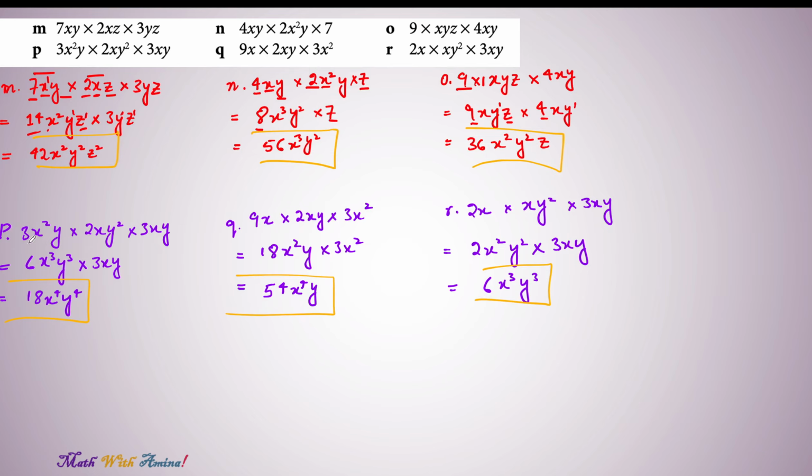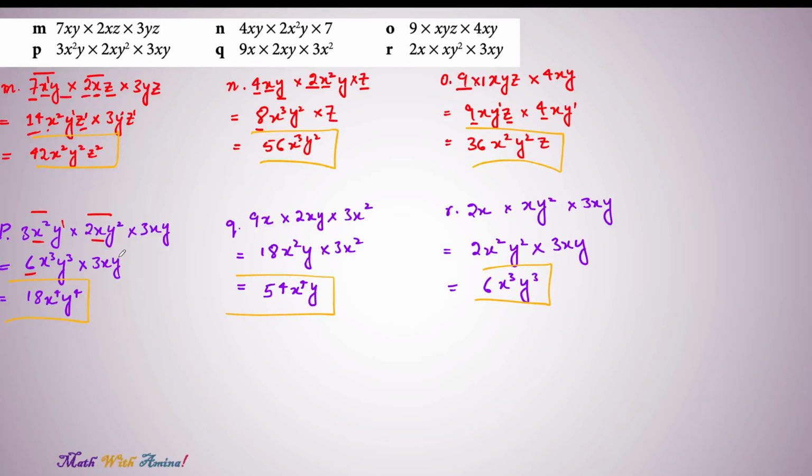Then we have 3x square y multiplied by 2xy square multiplied by 3xy. Now since we have to simplify it and there is a multiplication sign, we first multiply these two terms. 3 multiplied by 2 is equal to 6. The coefficients get multiplied first, and looking into the variables, we see if this variable is present in this term as well. As we can see, it is. So in here the power is 2, in here the power is 1, so 2 plus 1 is equal to 3. Y in here the power is 1, in here the power is 2, so it would become 6x cube y cube.